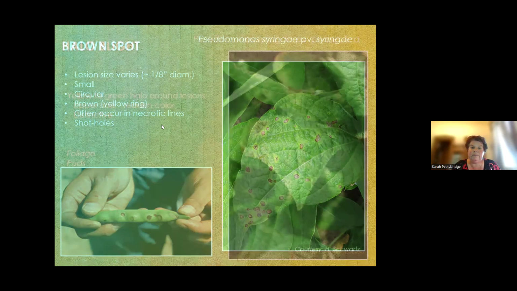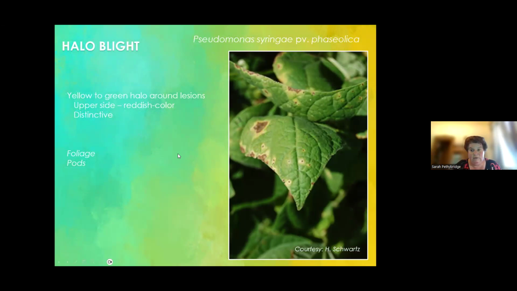Now, there are two other bacterial diseases you may also encounter. The first of these is halo blight. It's a lot more dramatic in its appearance rather than just small necrotic lesions. It's caused by a similar bacterium, again another Pseudomonas syringae, but a different type of bacterium. And the lesions are generally a lot larger, with yellow to green halos around the lesions again, which is characteristic of most bacterial diseases, but they're a lot larger. Their upper side is a red type color, and again, they occur on the foliage and the pods.